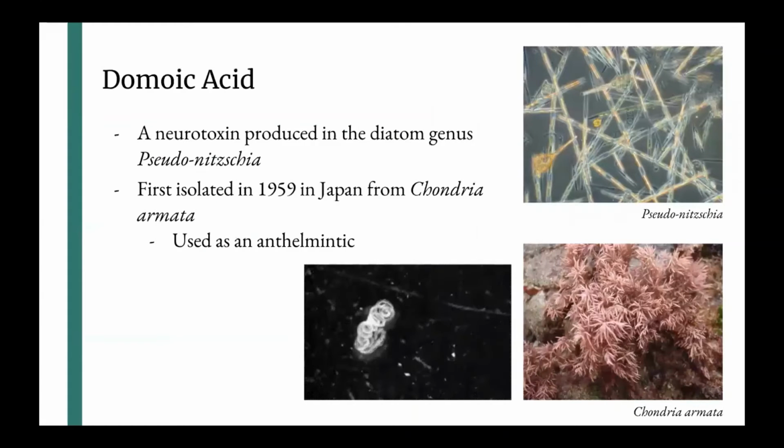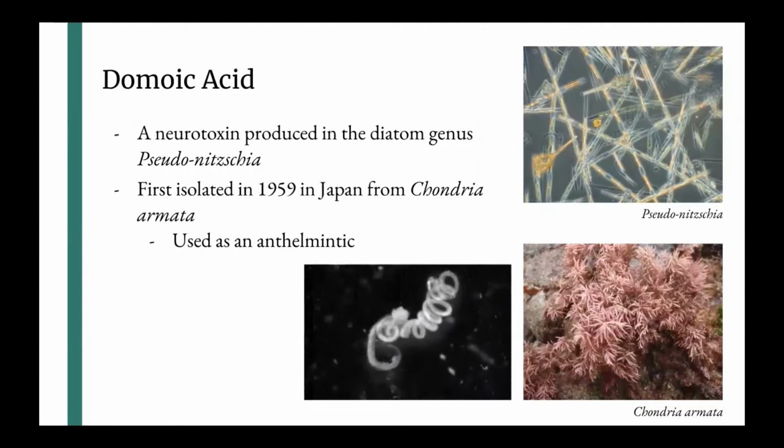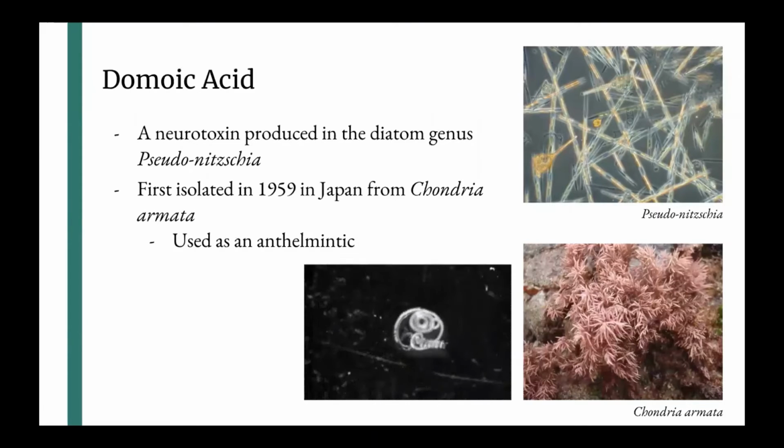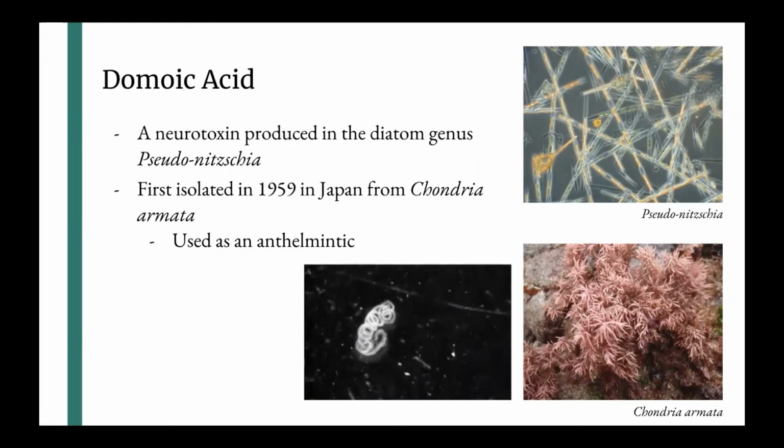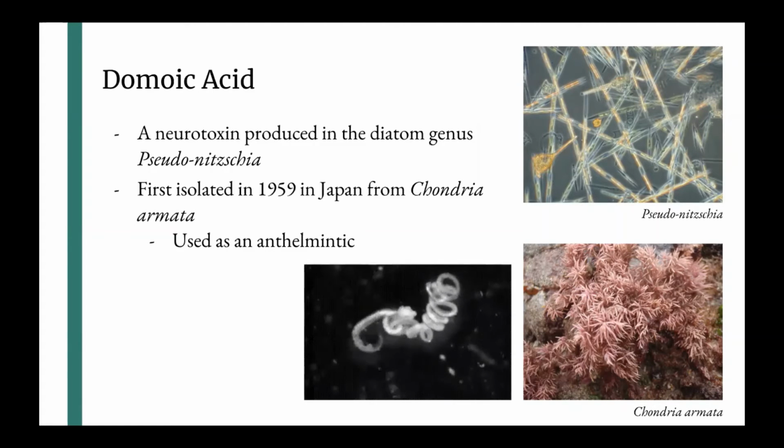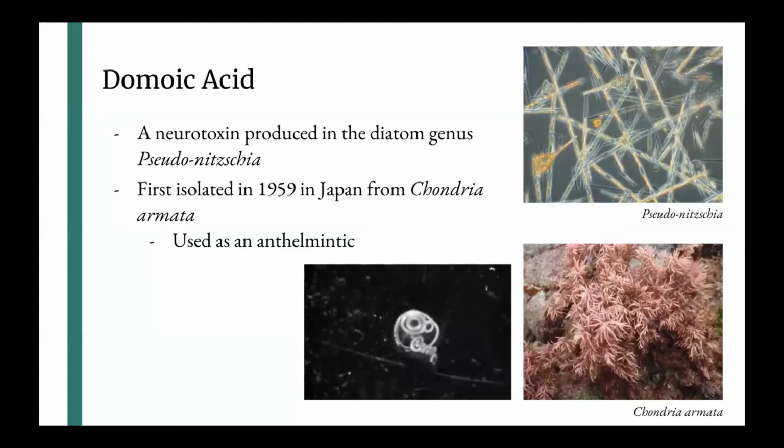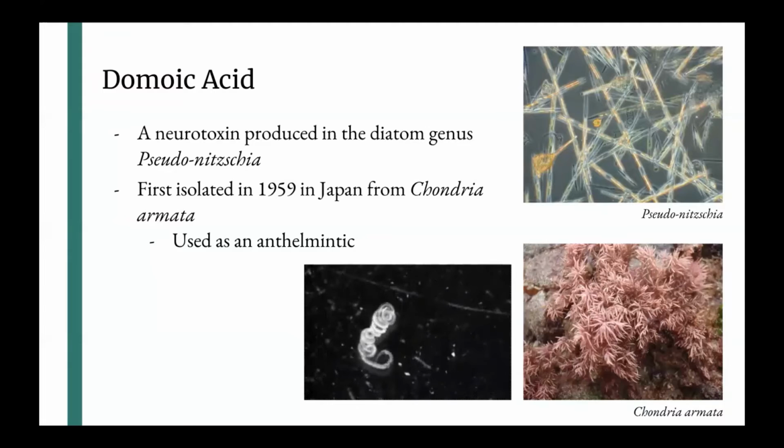Domoic acid is a neurotoxin that is produced in the diatom genus Pseudo-nitzschia. However, in 1959, it was first isolated in Japan from Chondria armata, a red algae. There aren't many uses for domoic acid. However, it was minimally used as an anthelmintic or as a parasitic drug that rids the host of parasitic organisms by either stunning or killing them without significantly damaging the host, which is shown in the little GIF right here.